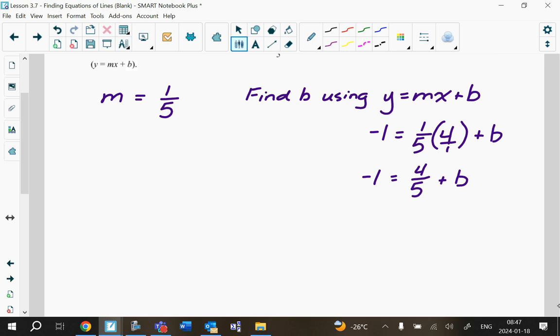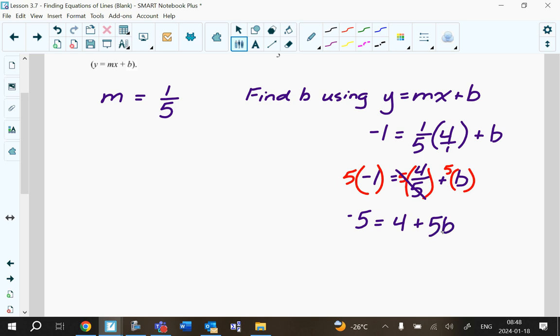Now what? It's a fraction equation. What did we always do to get rid of the fractions? Multiply everything by 5. So times 5, times 5, times 5. That will get rid of the fraction and make it an easier equation to solve. So 5 times -1 is -5. Times 5 divided by 5 cancel each other out, so I'm left with 4. Plus 5 times b, well, we just put that together as 5b.